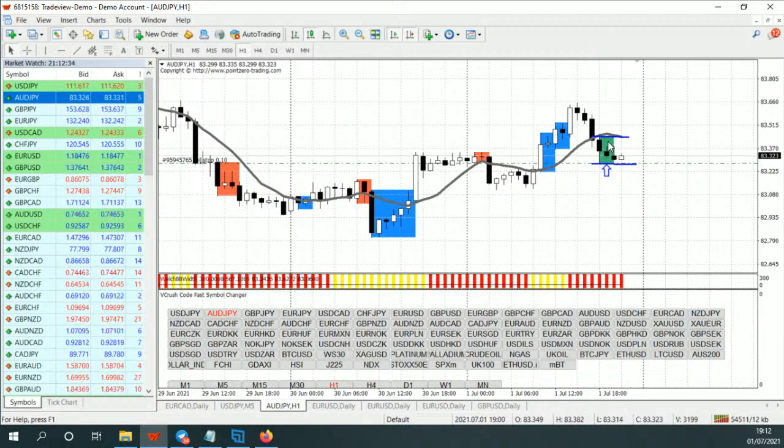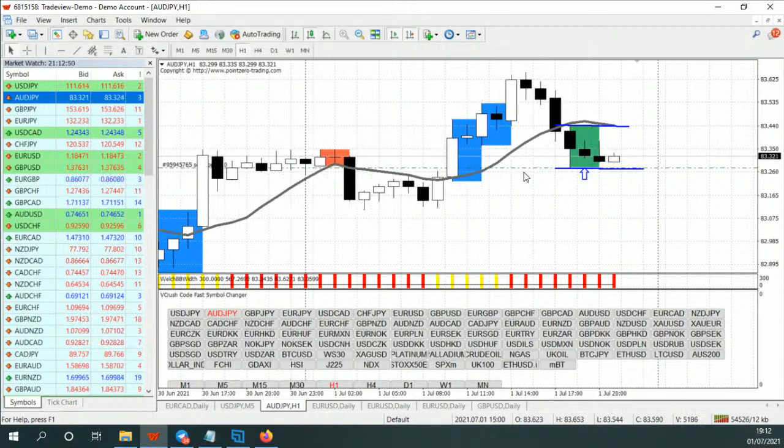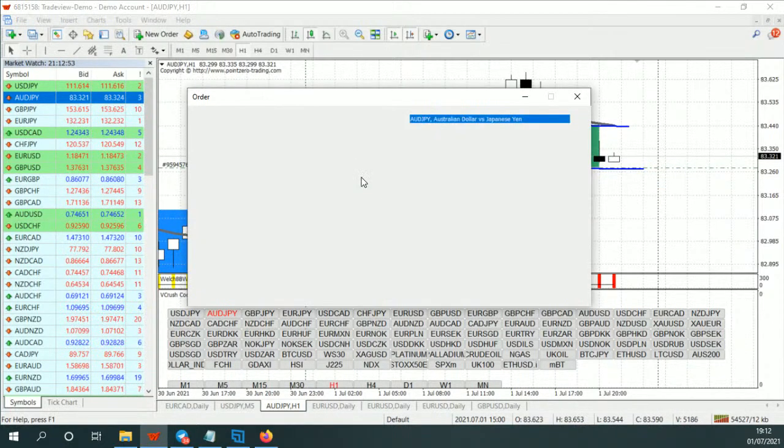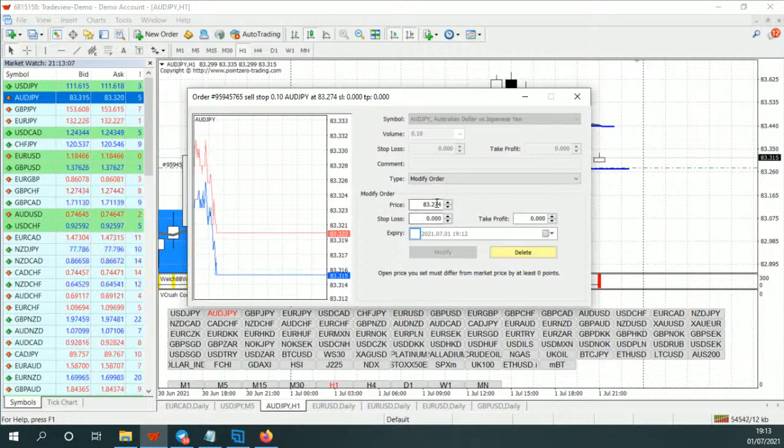Then you're going to put your stop loss right above the inside bar. Let me make it bigger so we can see what we are doing. So that is your sell stop, and we're going to put our stop loss right above there. How do we do that? You can modify this trade or this order and insert your stop loss there. So, let's put the stop loss first at 83.44, so that we can adjust it later.